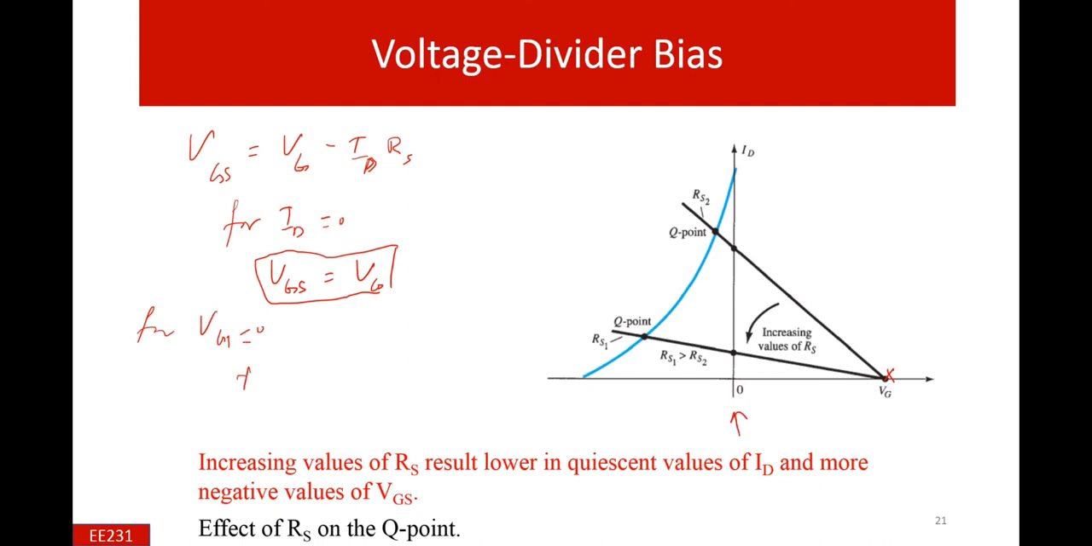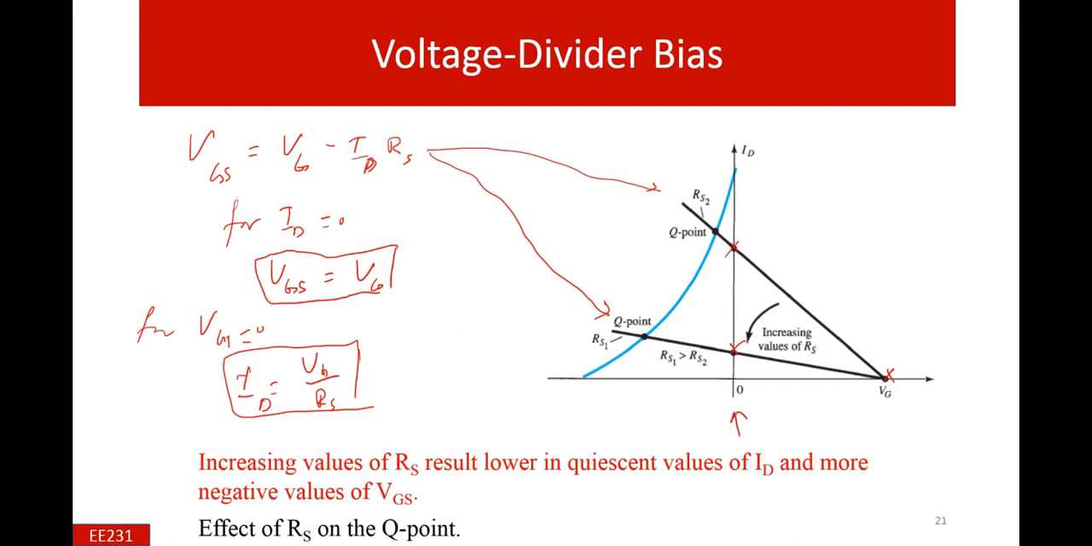In this case, drain current can be calculated through Vg by Rs. If Rs is high, then this is the lowest point. If Rs is less, for example, Rs2 is less, then this point is higher than this point. Both lines' behavior is modeled by this one, and this blue color is the behavior of the device.